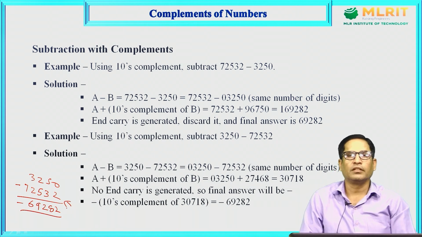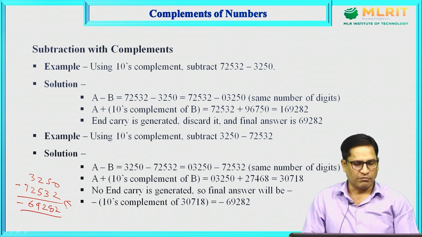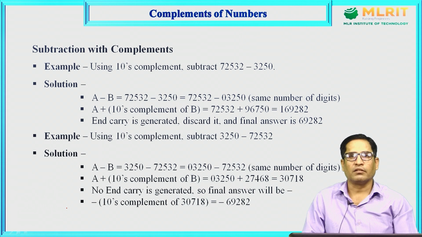What we have seen here is that depending on the number of digits we have to make them equal, and two cases may arise. If number A is greater than B, then a carry is going to be generated, and we discard the carry to get the right answer. In the second case, when A is less than B, no end carry is generated, but to get the right answer we have to again take the tens complement of the number we got in the previous stage and put a minus sign. We will get the right answer.